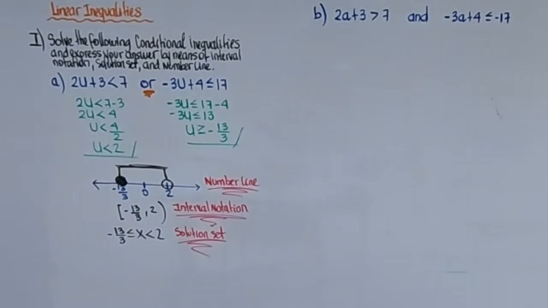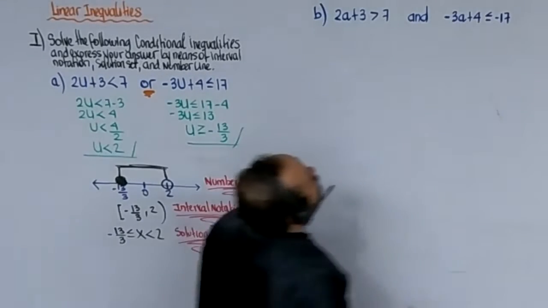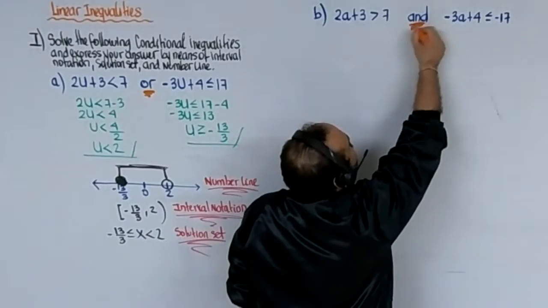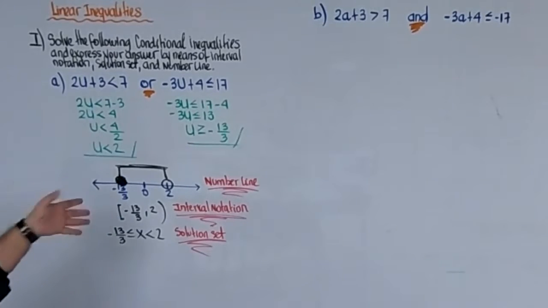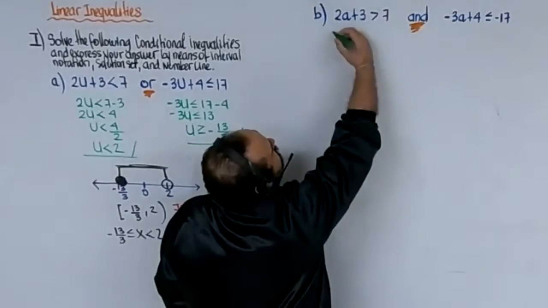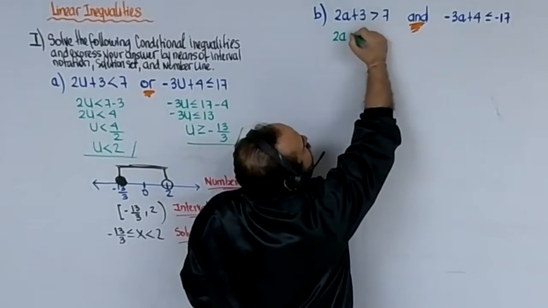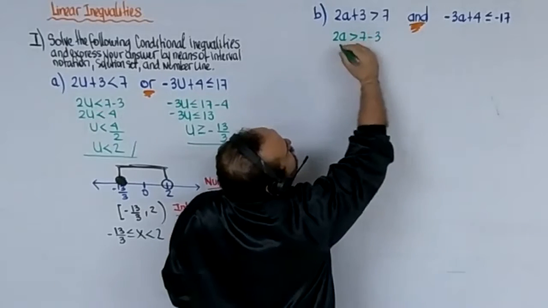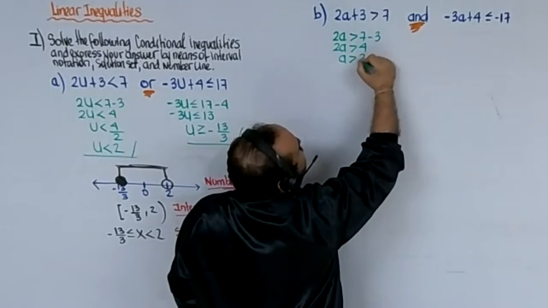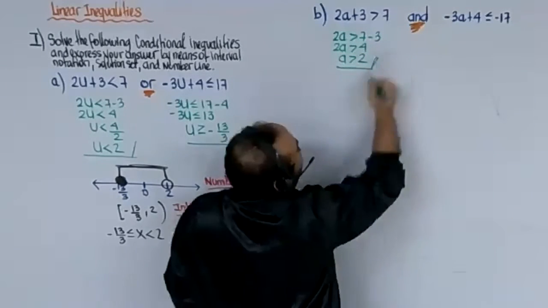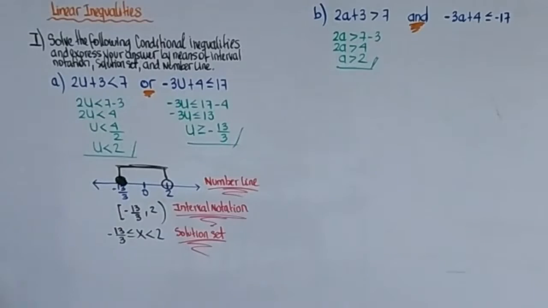What we're going to do in this situation, because we have another condition: the first one was "or", the second one will be "and". How do we proceed? In the same way, we have to solve both inequalities, but at the end, we're going to provide the solutions. So in the first one, 2a greater than 7 minus 3, 2a greater than 4, a greater than 2. Not a big deal, simple.